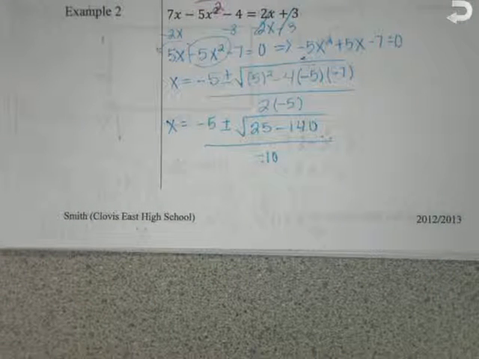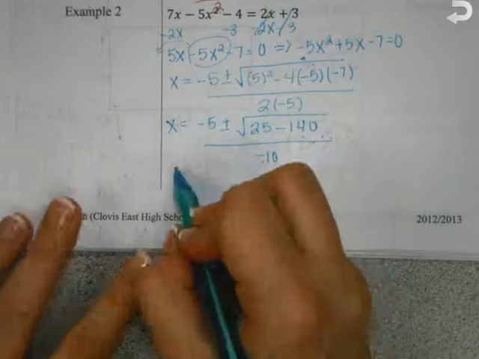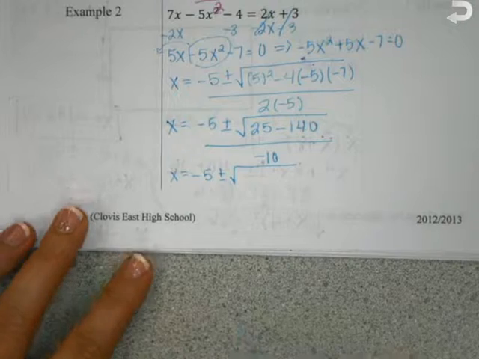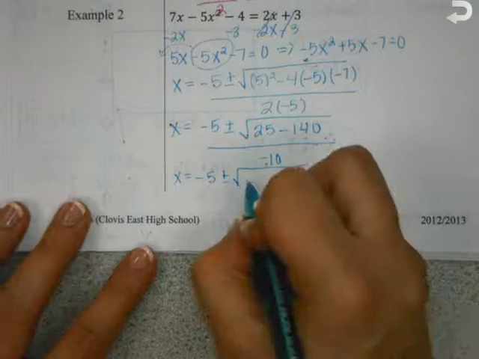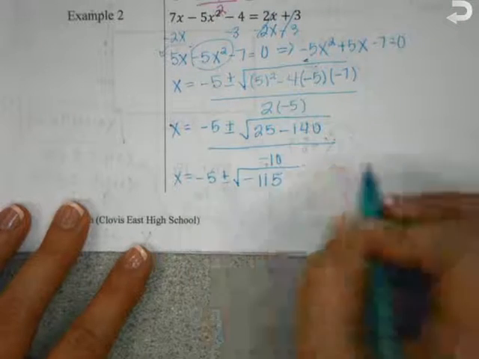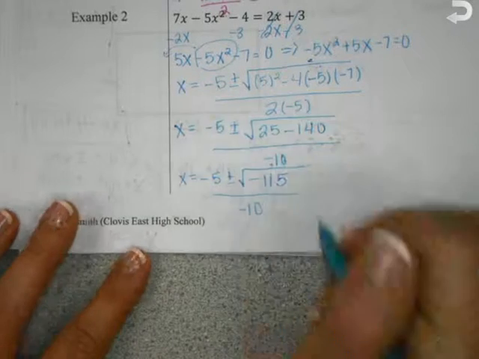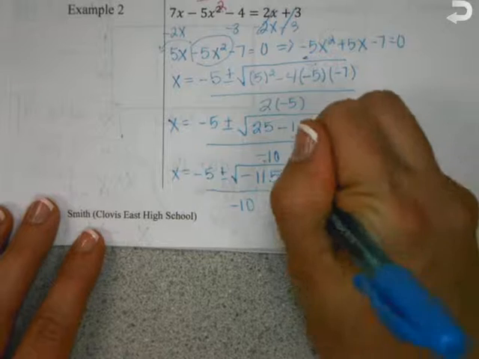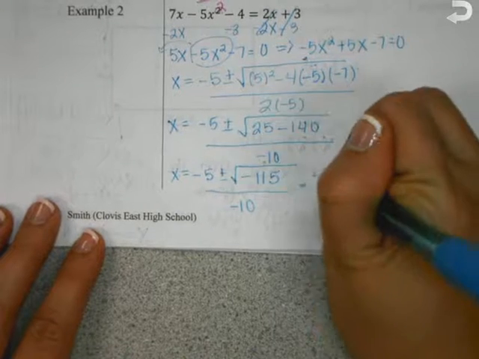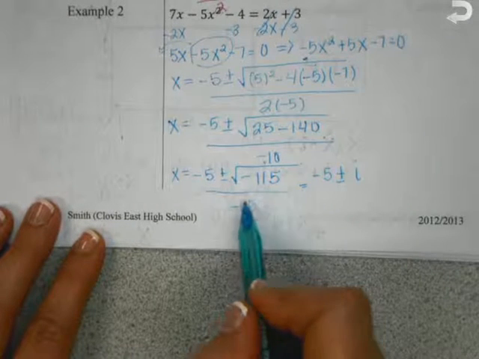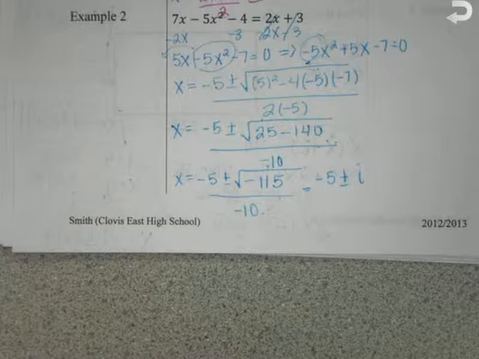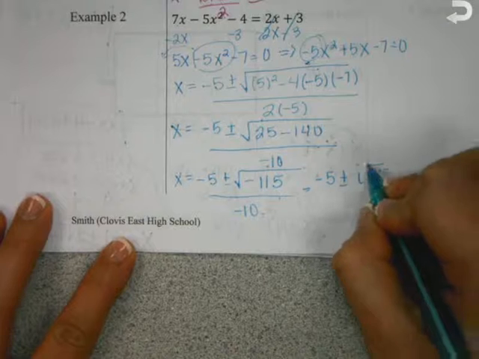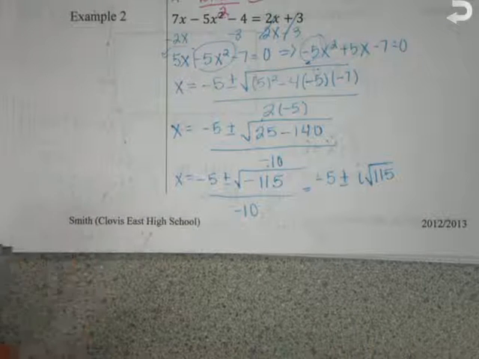So that's x equals negative 5 plus or minus square root. 25 minus 140 gives me negative 115. Now before, all over negative 10. Before, this would have not been allowed, right? We would have stopped. What can I do now? Take out the i. Is there anything else we can take out? I have a question. Okay, so that's negative 5 plus or minus i root 115, because there's no perfect squares inside 115, all over negative 10. Okay.